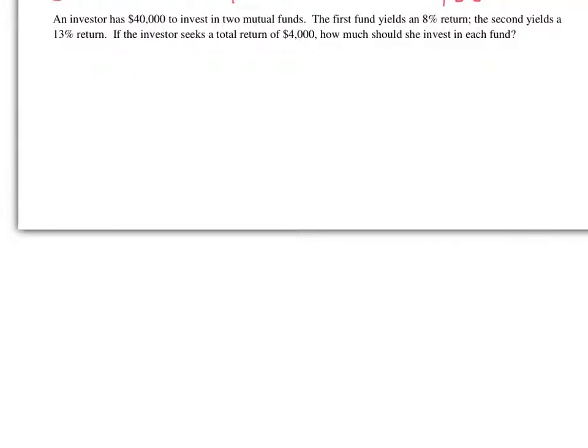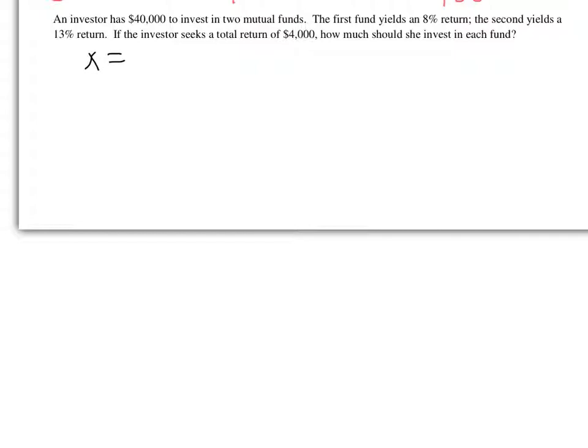An investor has $40,000 to invest in 2 mutual funds. The first fund yields an 8% return. The second yields a 13% return. If the investor seeks a total return of $4,000, how much should she invest in each fund? So altogether, we have $40,000. We're going to invest it in 2 funds.